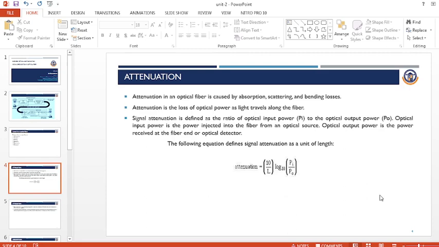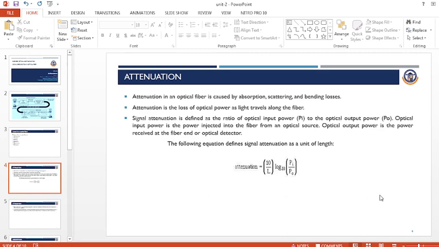First one, we can see attenuation. Attenuation in an optical fiber is caused by three parameters: absorption, scattering, and bending loss. Attenuation means there is a loss of power during the transmission. Optical light is transmitted from source to destination. During the traveling path, there may be a loss in the optical signal, and that is termed attenuation. So attenuation is the loss of optical power as light travels along the fiber cable from source to destination.